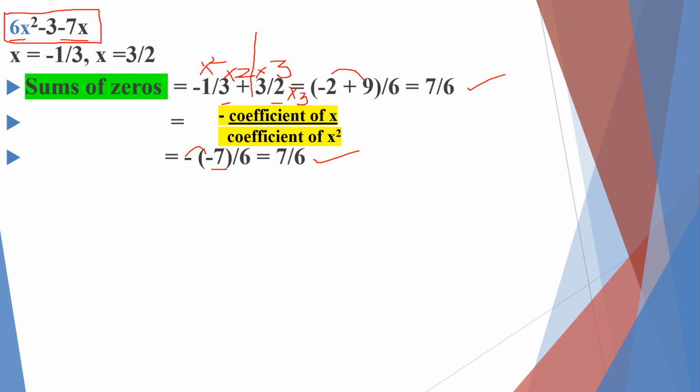Now one more thing is remaining, the product of its zeros. So what will be the product of its zeros?